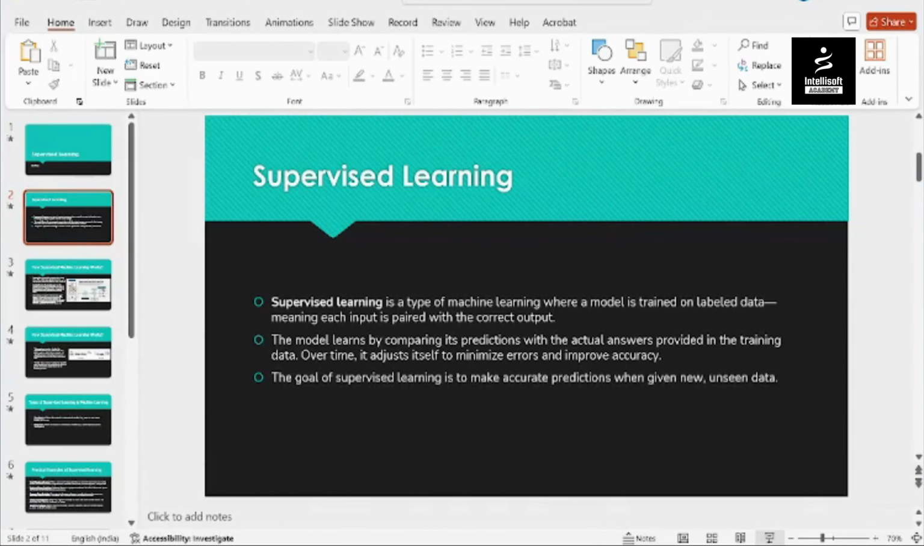So when I give a prompt like a photo of a dog, it will understand that it does not have horns, so it's not a cow, it is something else. So similarly, we are giving each and every input and output labeled to the machine, so that it improves its accuracy and minimizes the error.